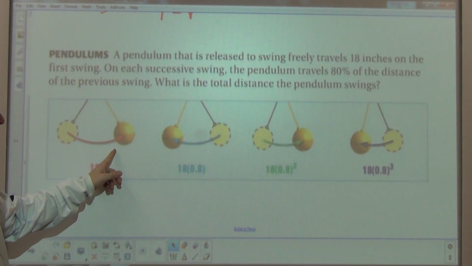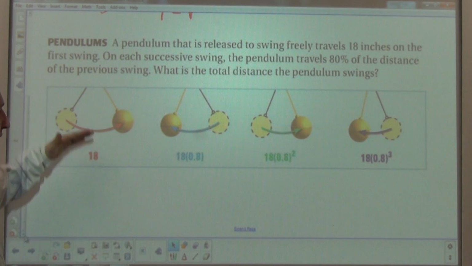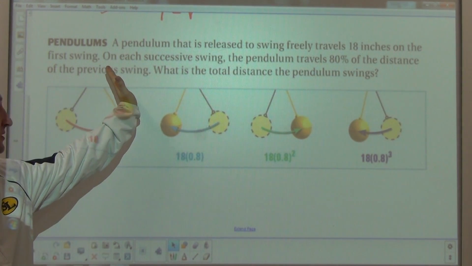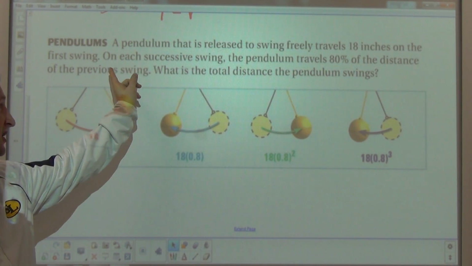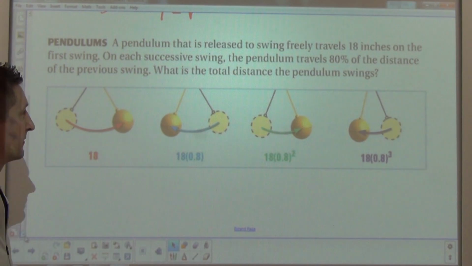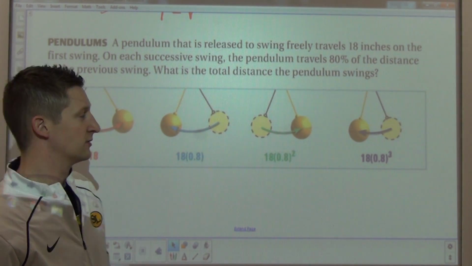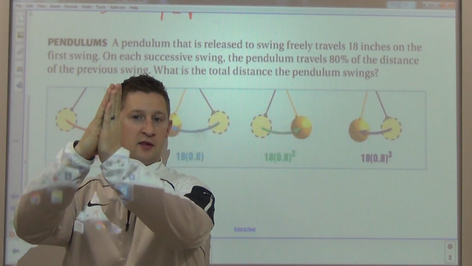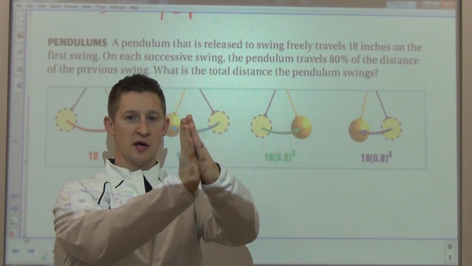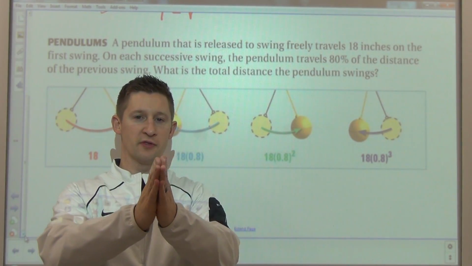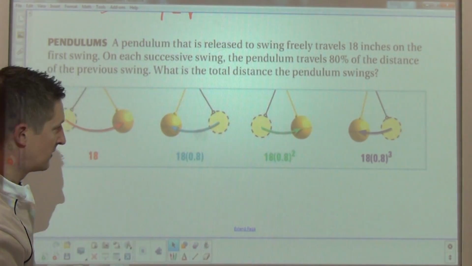we're told that we have a pendulum that is released to swing freely, and it travels 18 inches on the first swing. So here goes, travels 18 inches. And then each successive swing, the pendulum travels 80% of the distance of the previous swing. What's the total distance the pendulum swings? So it goes 18 inches this way, and then back, and then back, and back, and back. And eventually it's going to stop and slow down and be basically nothing. It's going to stop swinging, okay?